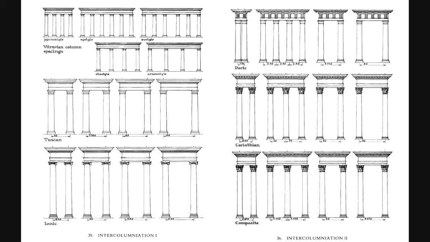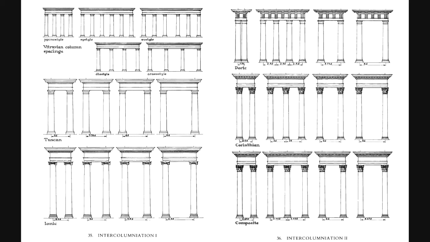Yeah, and then it's about the distances between columns. So the famous one, Vitruvius that I mentioned, this is the only book that remained. He suggests different column distances. That's the top left side. Because the appearance of the building becomes very different based on the distances. And so he gave them Latin names.